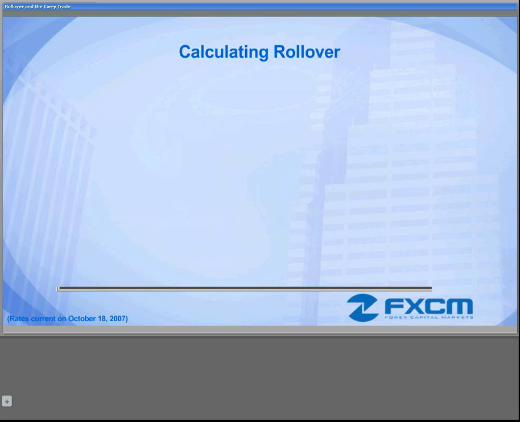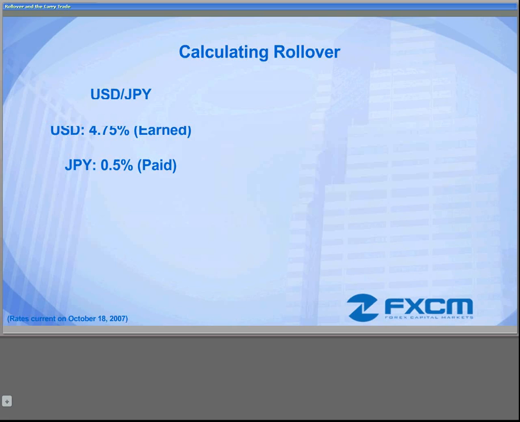Now, how is rollover calculated? Here's an example using the US dollar to Japanese yen. When you buy US dollar to Japanese yen, you earn the rate for the US dollar, which is 4.75%, and pay the rate for the Japanese yen, 0.5%. So your net rate is 4.25%.